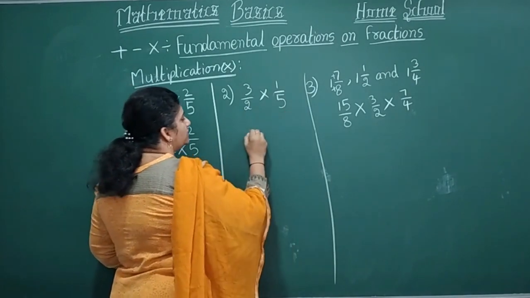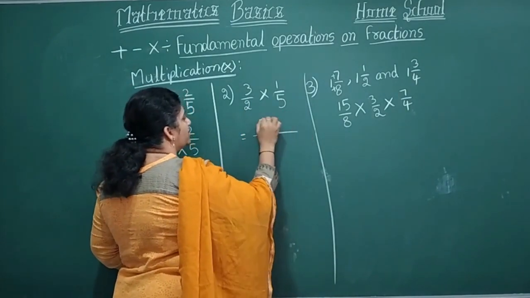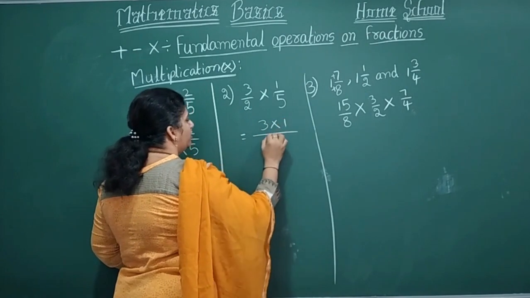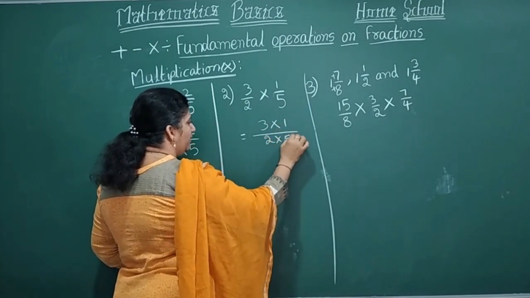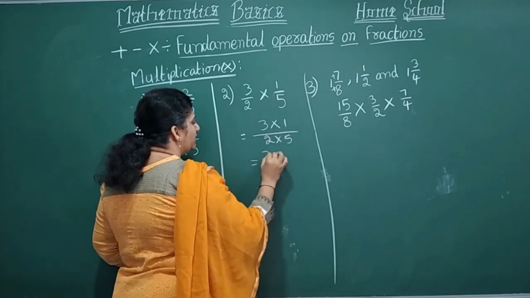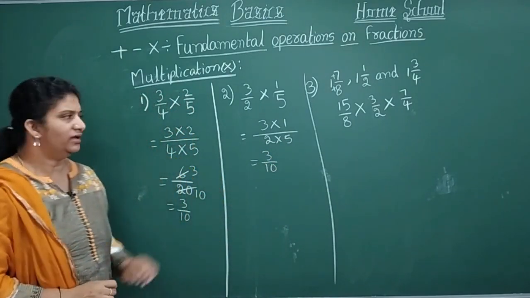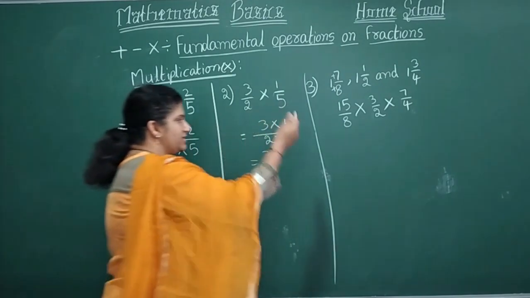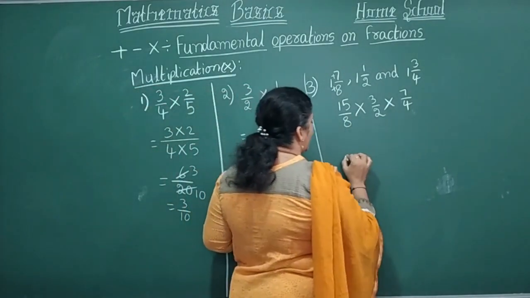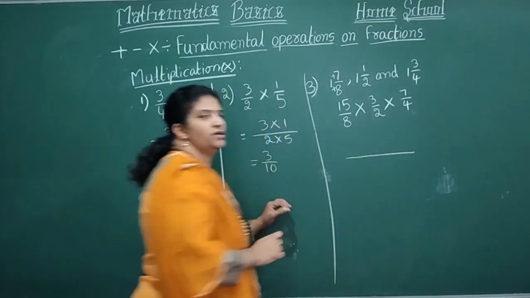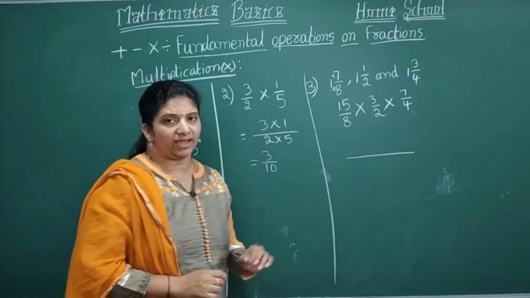In the same manner, take a line: numerators multiply, denominators multiply. 3 into 1 will be 3, 2 into 5 will be 10, so 3 by 10. Next, now we have 3 fractions to multiply.